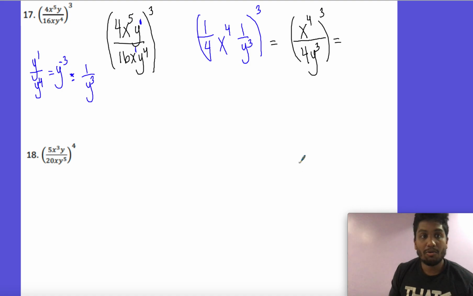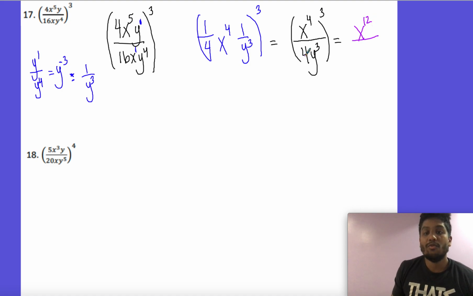So here we just have a power rule. And that power rule is going to be each one of these being raised to the 3rd power. So x to the 4th to the 3rd power is going to be x to the 12th. 4 to the 3rd power, you can leave it as 4 to the 3rd power. 4 to the 3rd is 4 times 4 times 4, which is 64. So if you want to put 64, you can. And then y to the 3rd raised to the 3rd is y to the 9th.